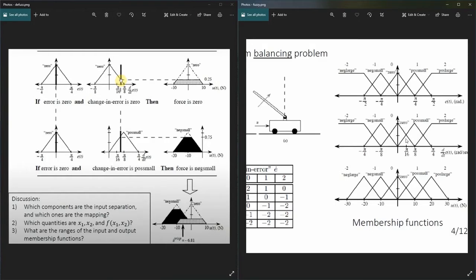Okay, here, did you see? And the other case is error is in the 0 set and error dot is in positive small. It will be in these two rules. This is the easiest example. If inputs are in many groups, the matching will be more complex and also have more calculation of input. But let's keep it easy for now. Okay, did you get confused?